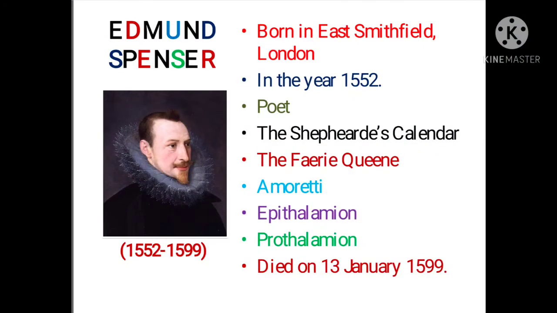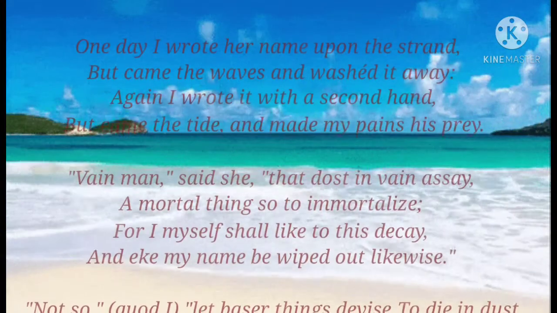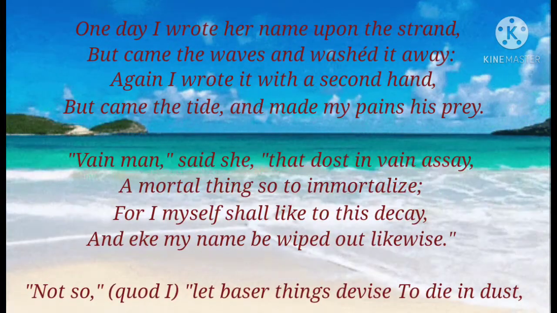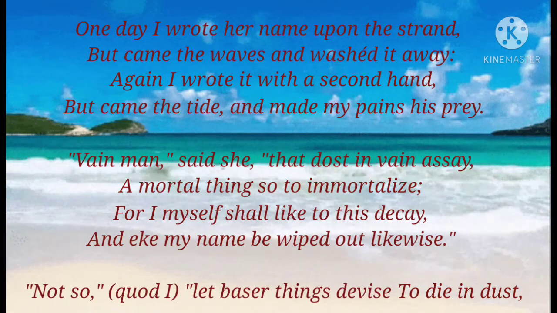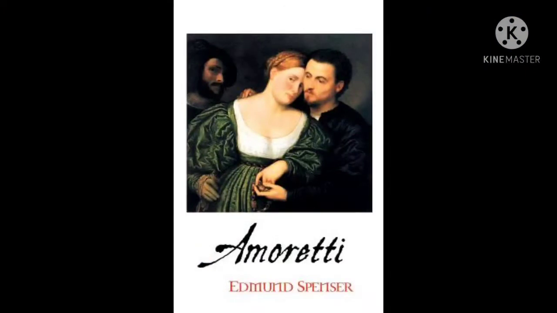He died at the age of 46 in 1599. When his coffin was carried to his grave in Westminster Abbey, his readers and friends threw many pens and pieces of poetry into his grave, full of tears. The present poem, One Day I Wrote Her Name, is taken from his Amoretti, a collection of 89 sonnets. It means that the poem we are going to study is a sonnet.